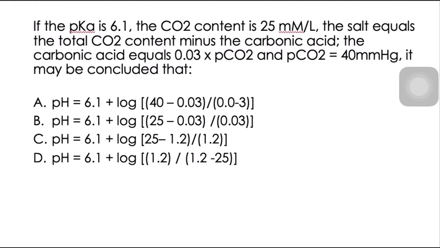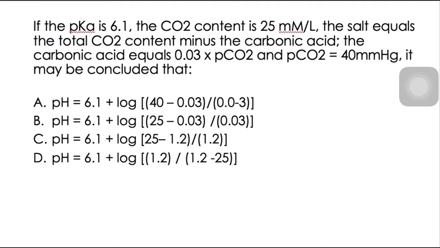So pH is equal to 6.1, that's for the pKa, plus the log. So ang ating pong numerator is the bicarbonate, ang ating denominator is carbonic acid. And carbonic acid nga po can be computed by multiplying your PCO2, which is 40 here, times 0.03, while for the numerator, that's total CO2, so that would be 25 minus your carbonic acid. And again, carbonic acid can be computed by multiplying your PCO2 40 times 0.03.